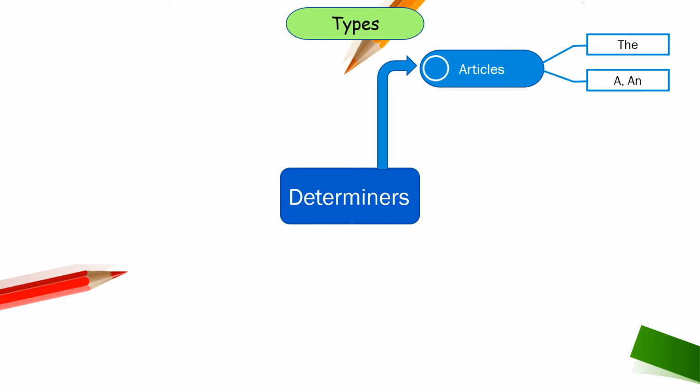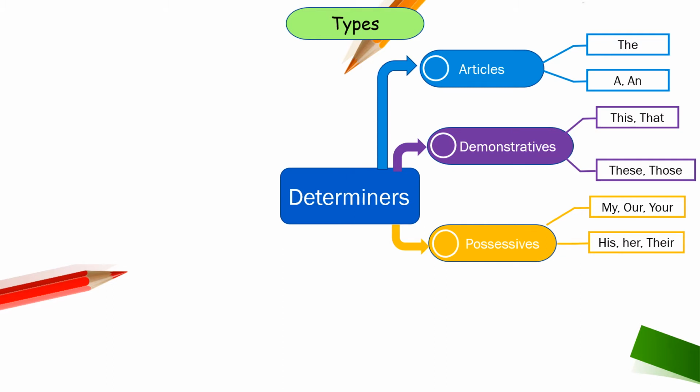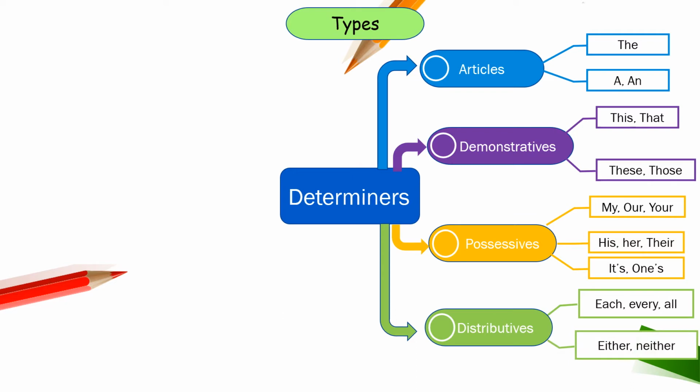They include definite and indefinite articles: a, an, the. Demonstratives, words like this, that, these, those, are used before a noun to determine its position. Possessives, adjectives like my, his, hers, your, yours, their, one's, are used to indicate possession. Distributives, adjectives such as each, every, either, neither, are used to talk about how something is shared out or divided.